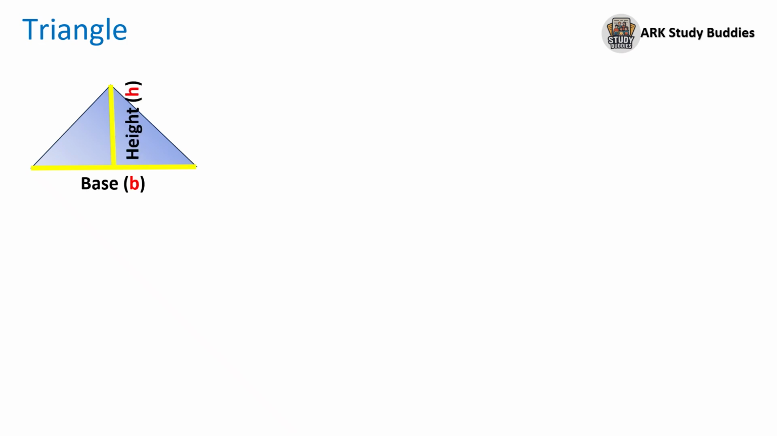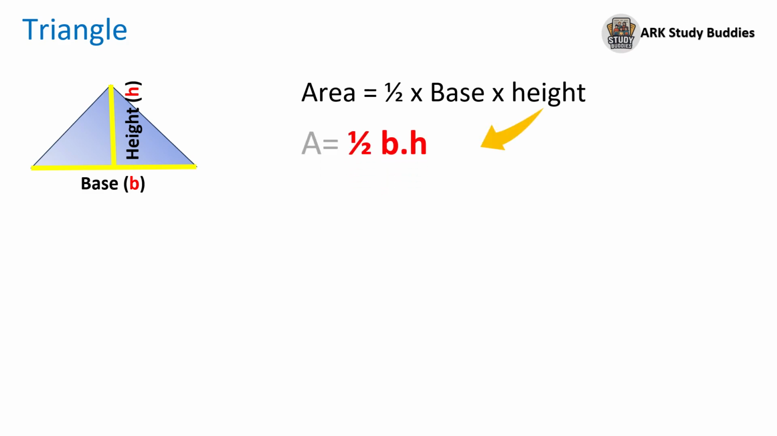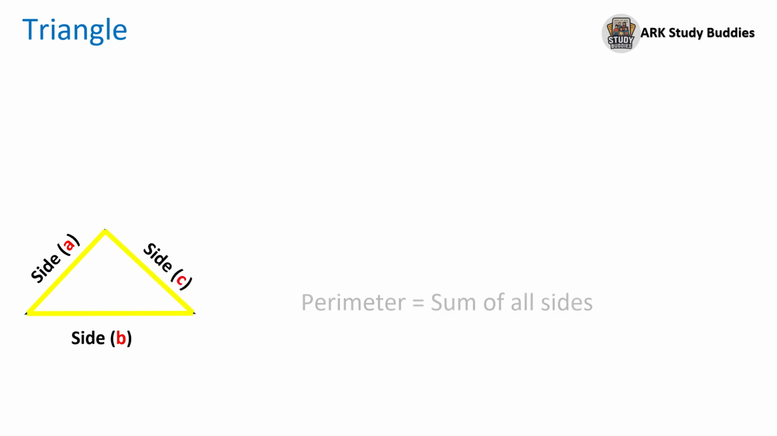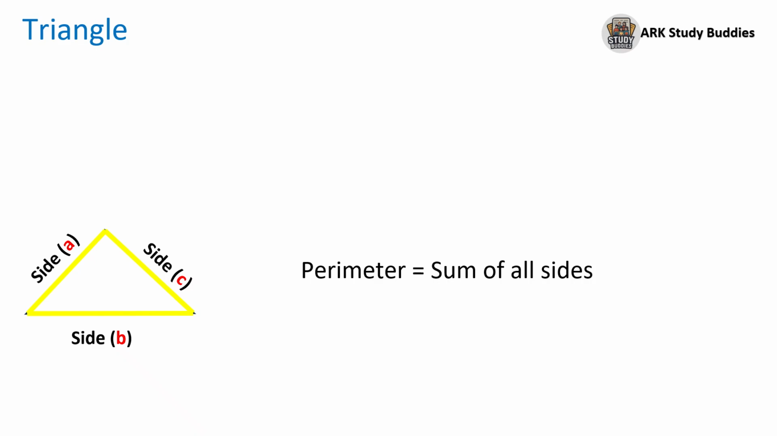If B is the base of a triangle and H is the height, then area is equal to half base into height, that is equal to half B into H. Let's learn about the perimeter. If the sides are A, B and C, then what is the perimeter? Perimeter is the sum of all sides, that is equal to A plus B plus C.